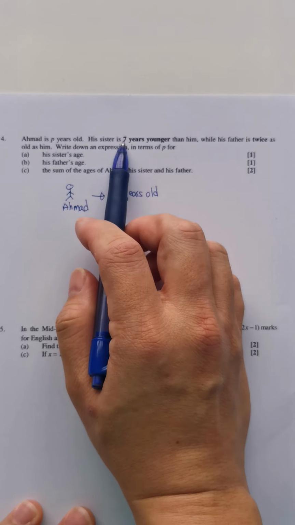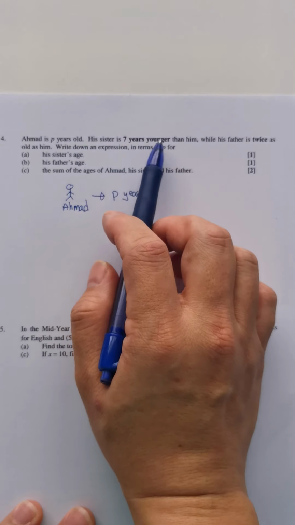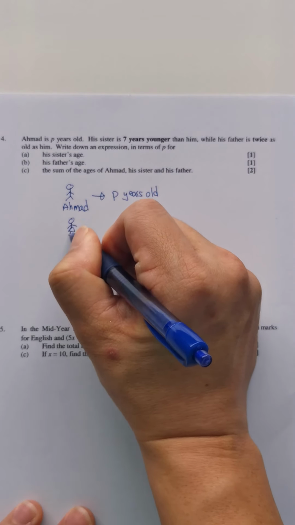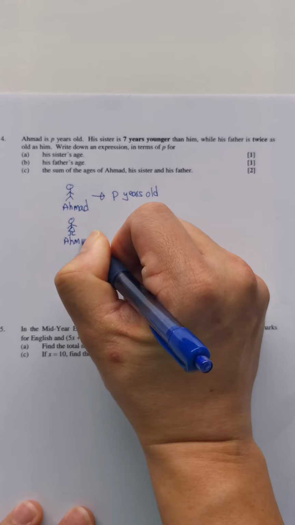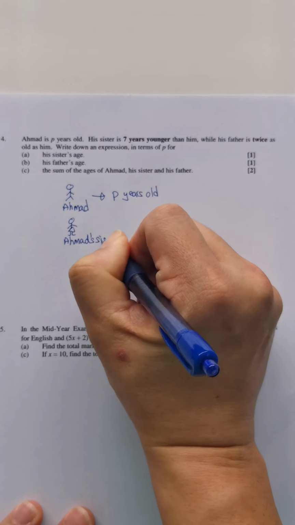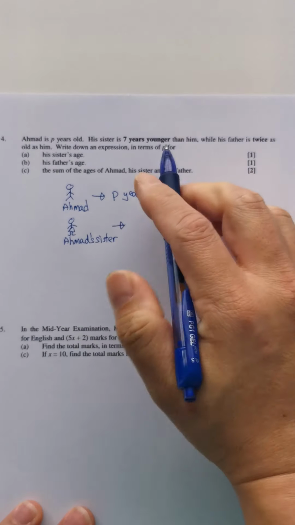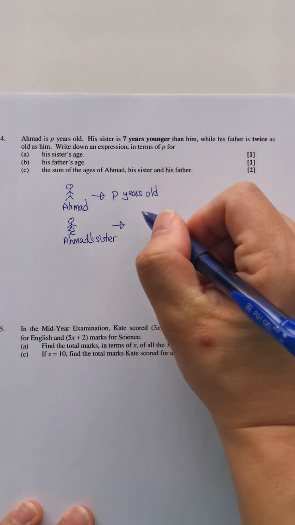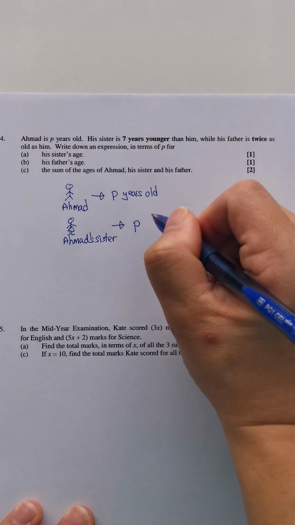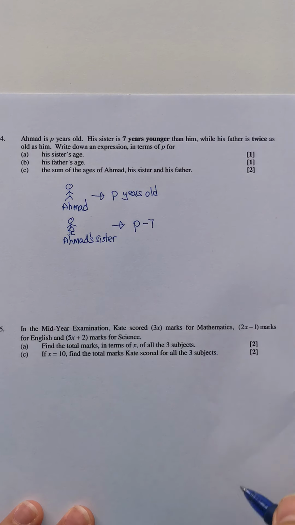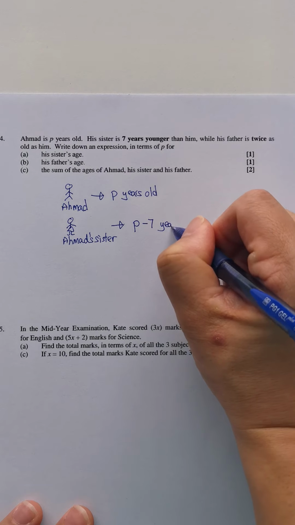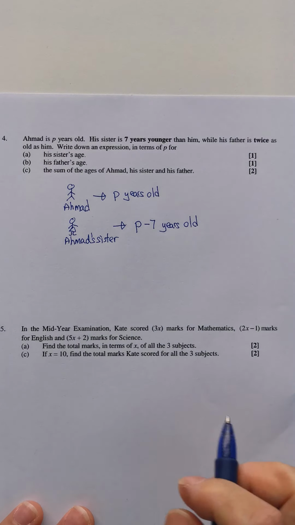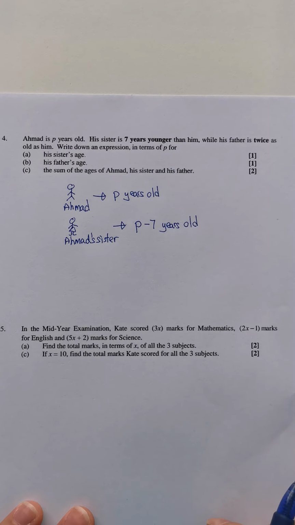He has a sister who is 7 years younger than him. I'm going to have another drawing. This is Ahmad's sister. Ahmad's sister is 7 years younger. What do I mean by 7 years younger? It means you take Ahmad's age and you minus away 7. So this is the sister's age. Because she is 7 years younger, we minus 7. If the sister is 5 years younger, we minus 5.